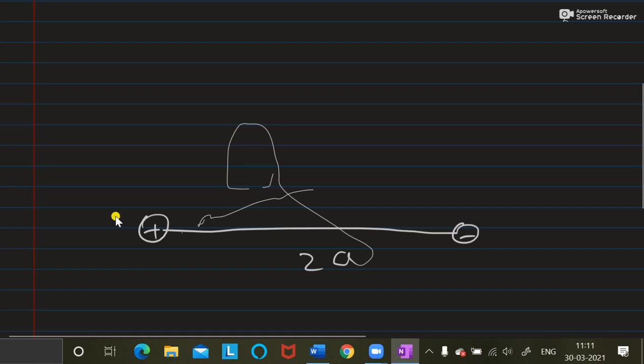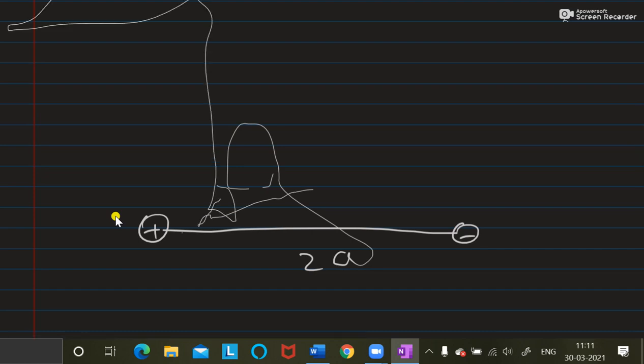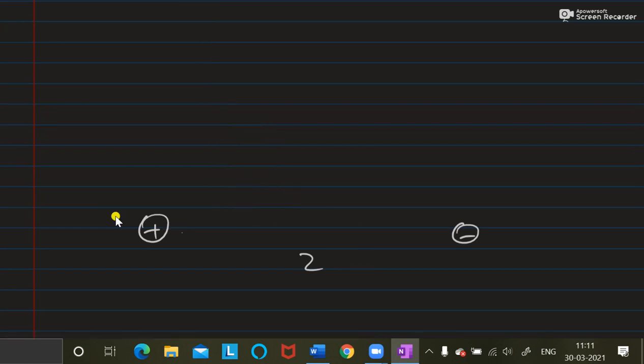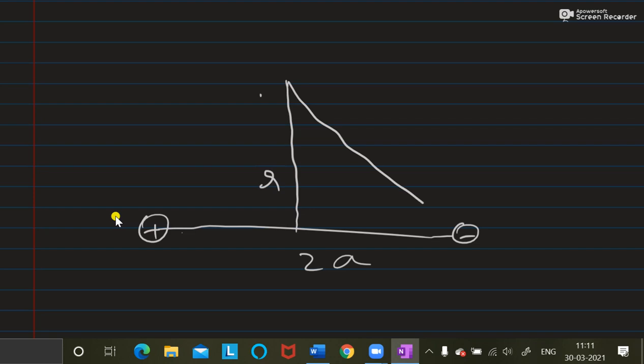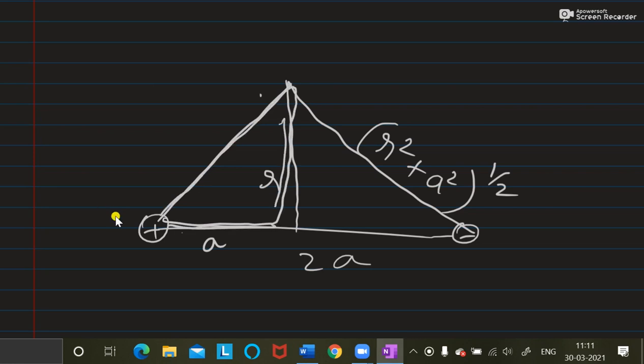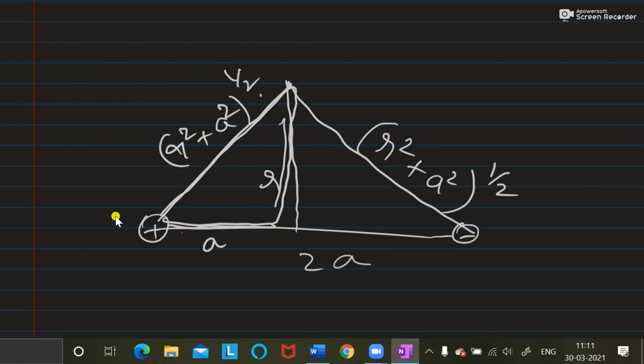Okay. The distance between these two is 2a. From here to here the distance is r. The diagonal side is going to be (r square plus a square) whole to the power, instead of writing the root you can write it as 1 by 2. This also is a diagonal side, because in this triangle we have a, this is r. The hypotenuse of the triangle is (r square plus a square) to the power 1 by 2.